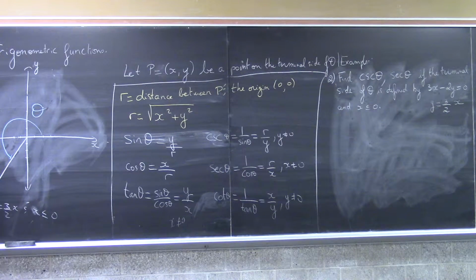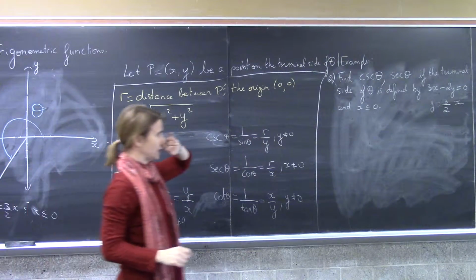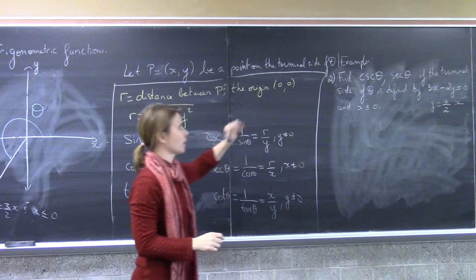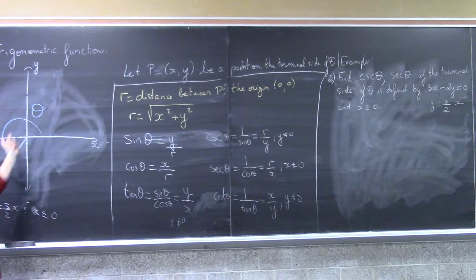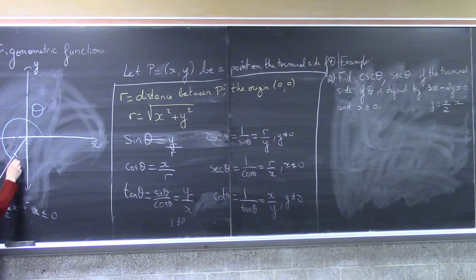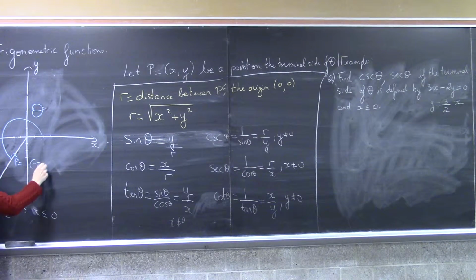So in order to find the trigonometric functions, cosecant theta and secant theta, we need to find a point on the terminal side. What would be a point on that terminal side? Negative 3, negative 2? Repeat again? Negative 2, negative 3. That's better, yes. The point P, which is negative 2, negative 3.